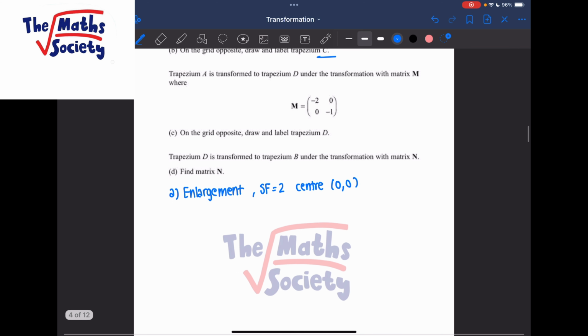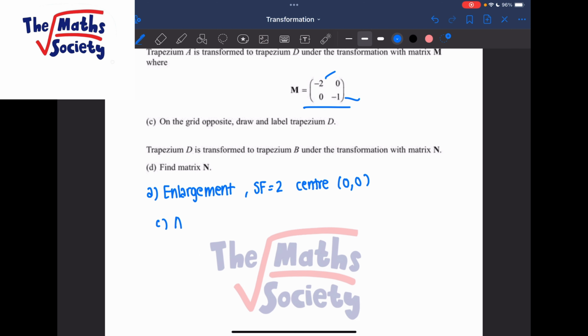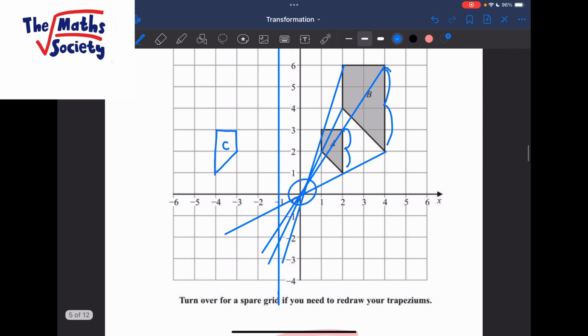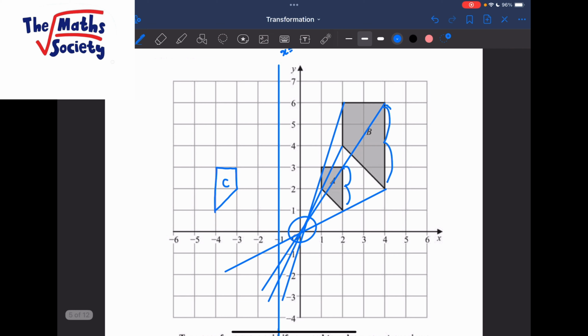Yep. And trapezium A is transformed to trapezium D under the transformation with matrix M, where this is the matrix given. Draw and label D. So it's just going to be the same thing where you multiply x's by -2 and then y's by -1. So we can try to write down the coordinates of A first. So that's going to be here. So that's 2, 1, 1, 2. And then it's 2, 3, 1, 3.